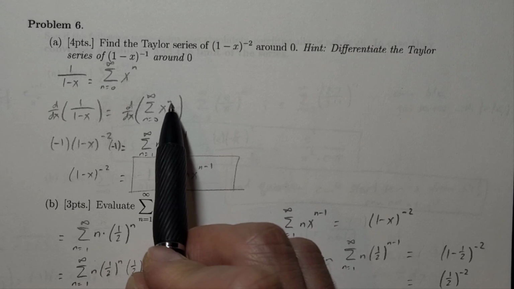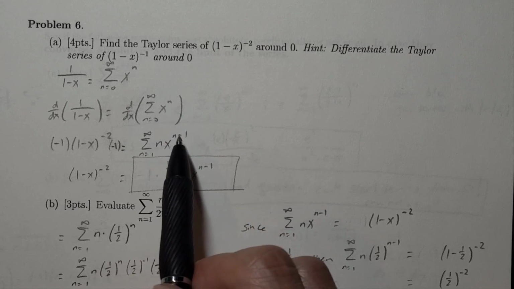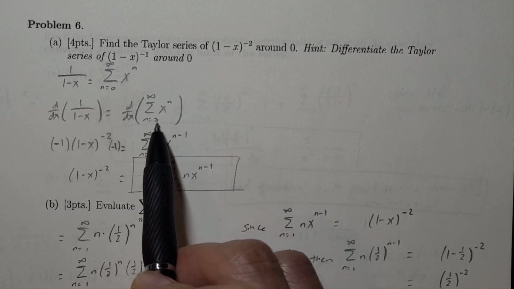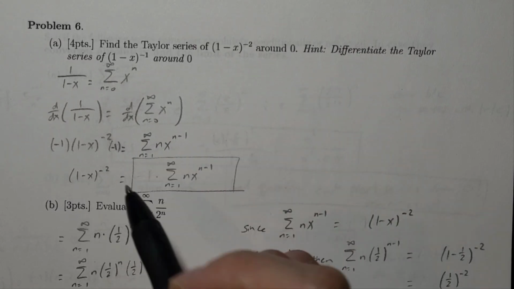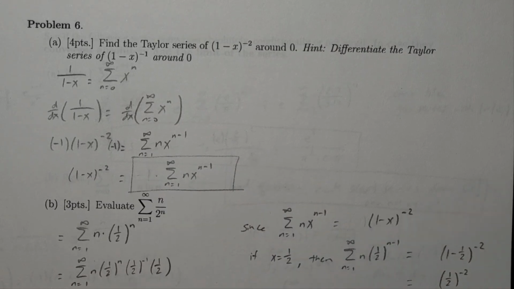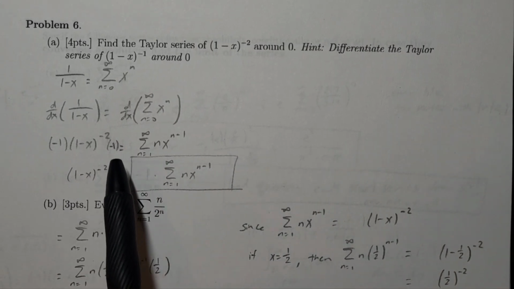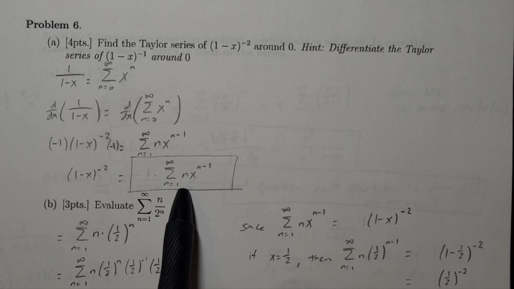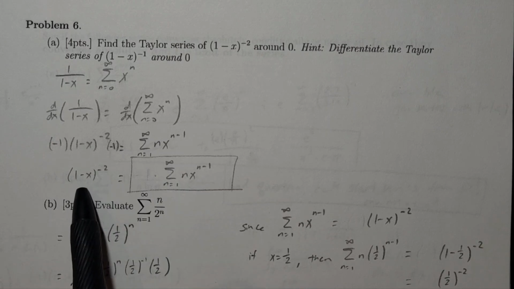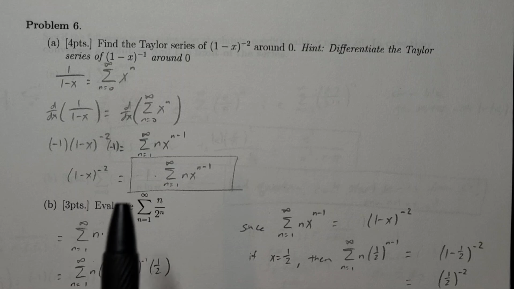Instead of some number, it's some variable n. It's just n x to the n minus 1. When n is 0, the first term would be 0, so you can just start it from n is 1. You can start from n is 0 as well, but the first term is 0, so usually people just start from n is 1. Now, after simplifying over here, you would get this. So that's the answer for part A.